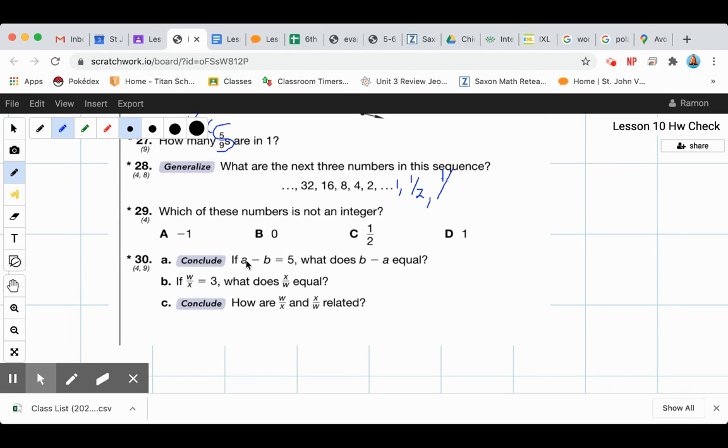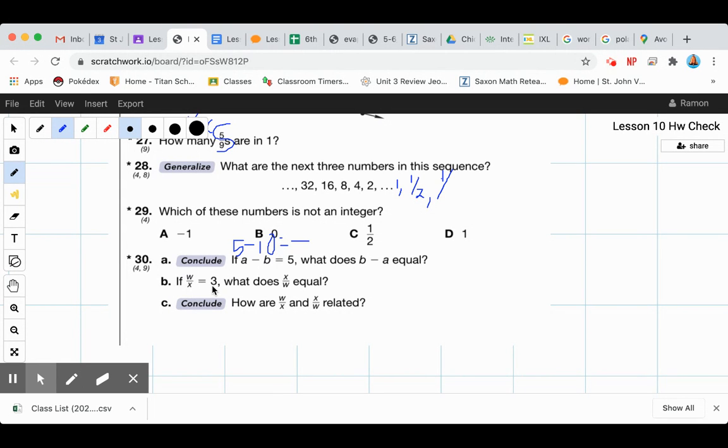For 30, if a minus b equals 5, then what does b minus a equal? So if you were to invert the order, for example, 10 minus 5 equals 5, the reverse of it would be 5 minus 10. So the answer is going to be the same. The only difference now is that since the subtrahend is bigger, your answer should be negative.